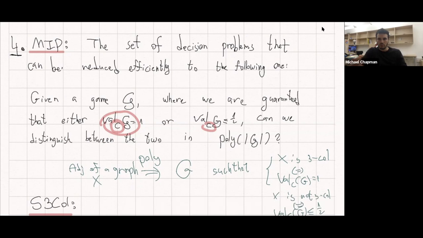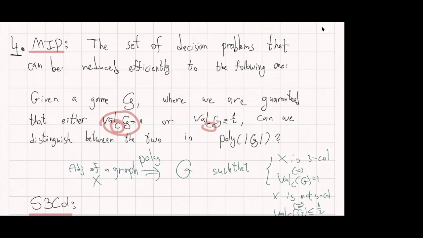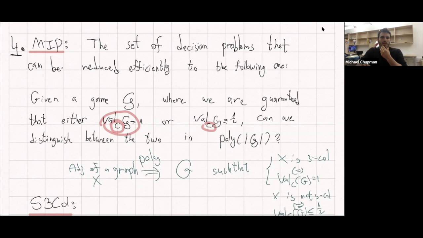It's not a Turing kind of problem. It's a complexity class, right? Yes, this is a complexity class. So we need this reduction to be polynomial. I wrote here efficiently, I meant polynomial in the size of the instance of the decision problem.